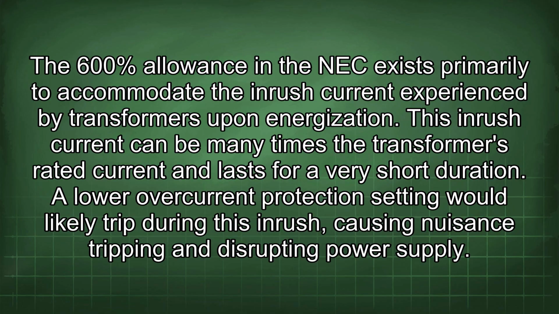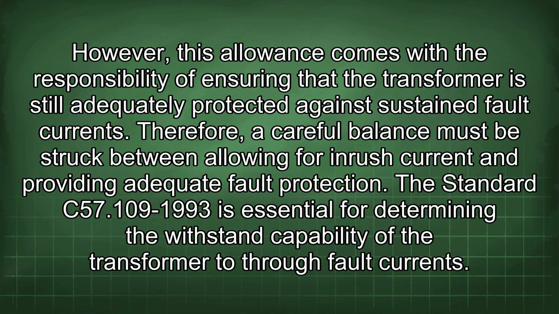The 600% allowance in the NEC exists primarily to accommodate the inrush current experienced by transformers upon energization. This inrush current can be many times the transformer's rated current and lasts for a very short duration. A lower overcurrent protection setting would likely trip during this inrush, causing nuisance tripping and disrupting power supply. However, this allowance comes with the responsibility of ensuring that the transformer is still adequately protected against sustained fault current. Therefore, a careful balance must be struck between allowing for inrush current and providing adequate fault protection.